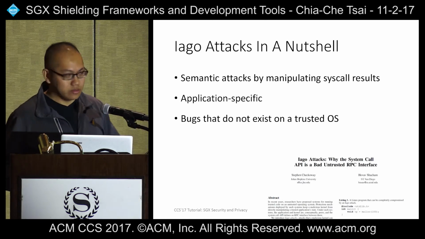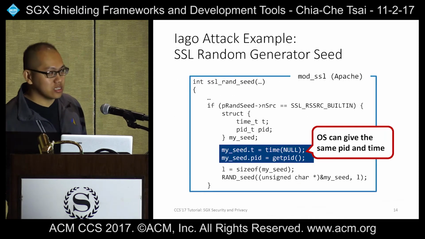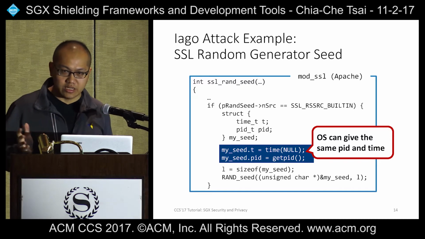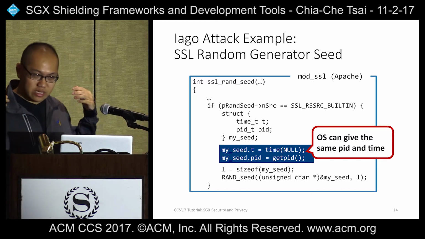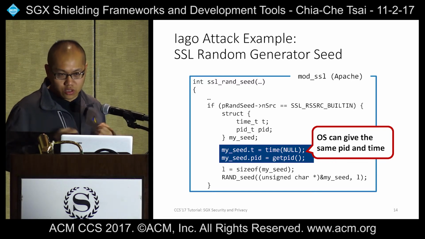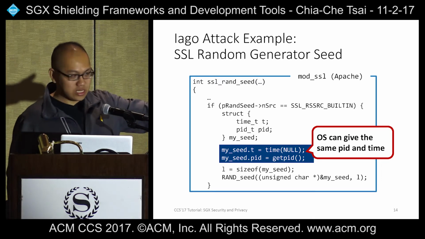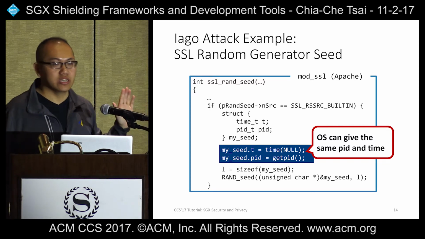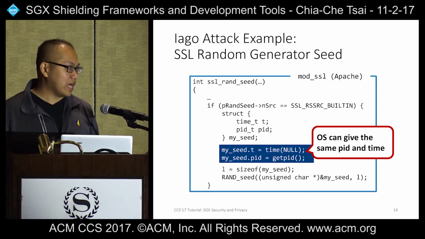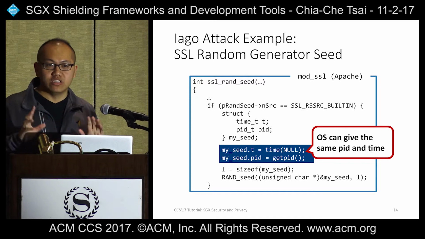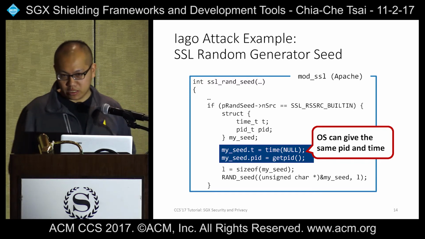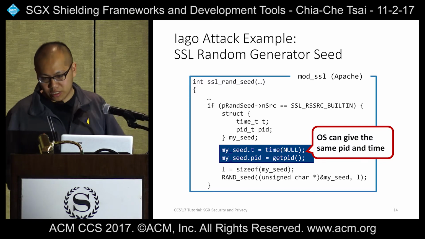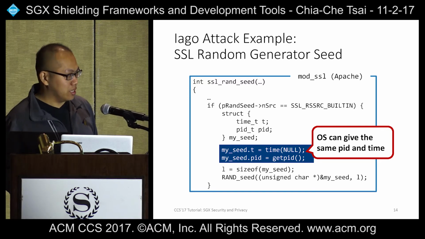So let me show one example of Iago attacks and show why it's difficult to deal with. This is an example that actually exists in Apache web server in the SSL module. Inside the SSL module, when you start it, it has to first initialize the entropy pool and also initialize your random generators. It's very common to give a random seed to this random generator. Well, in the current SSL module design, you will see they actually use system time and PID as the seed to your random generator. That means if you run this code on an untrusted operating system, it could always give you the same PID and same time and make your random generator always generate the same random number. That could generate replay attacks on your Apache web server. So that means this module does not think about untrusted operating systems in the first place. That brings the security challenges to porting any application to the Enclave.